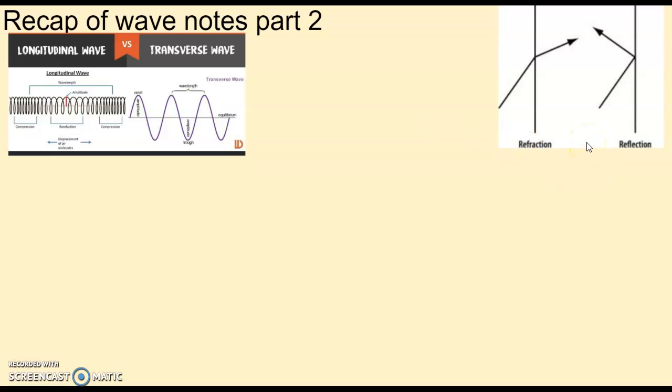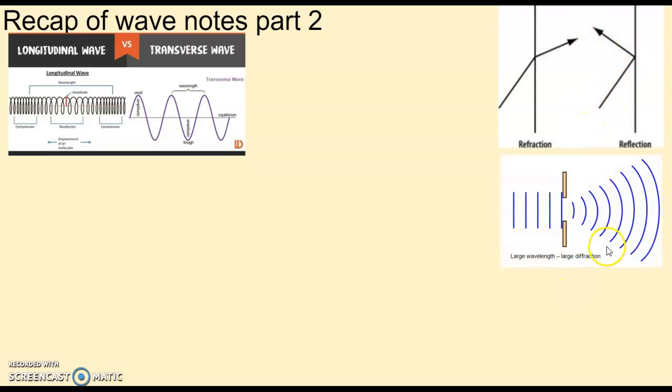One is refraction. This is when the waves are bending due to passing through a different type of medium. So remember, a medium is just a substance that they're traveling through. So if this was water, the waves would travel at a different speed once they hit the water, causing it to appear bent. I have reflection, where the waves are hitting a surface and they're bouncing back.